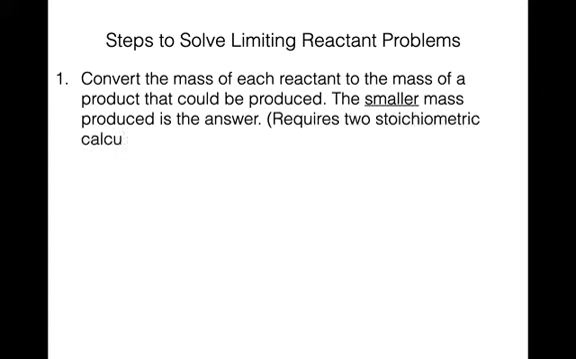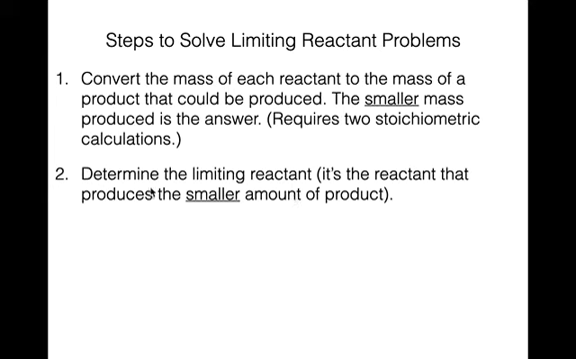Okay, I'm going to give you the 4 steps that we're going to use to solve limiting reactant problems. First, convert the mass of each reactant to the mass of a product that could be produced. The smaller mass produced is the answer. Requires 2 stoichiometric calculations. 2. Determine the limiting reactant. It's the reactant that produces the smaller amount of product.